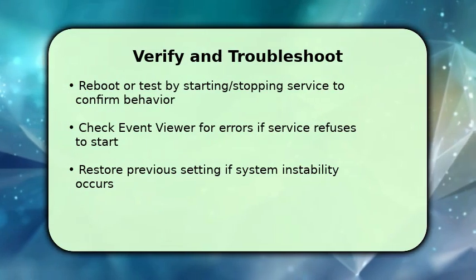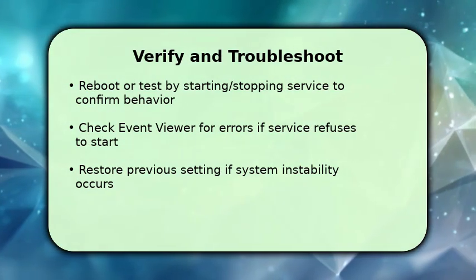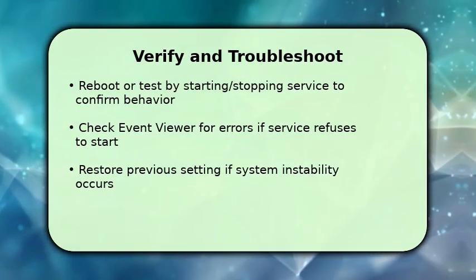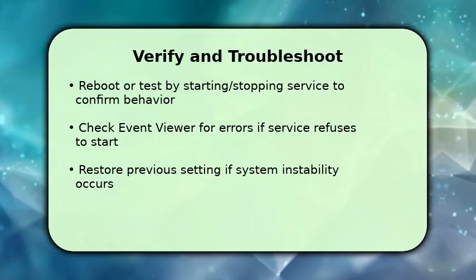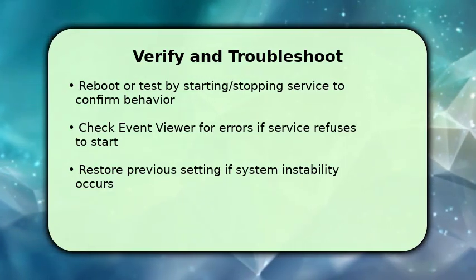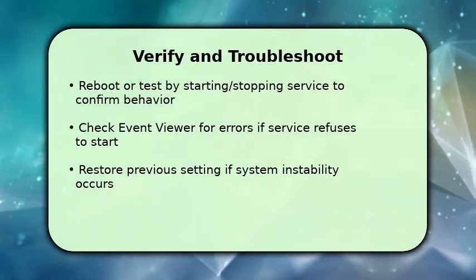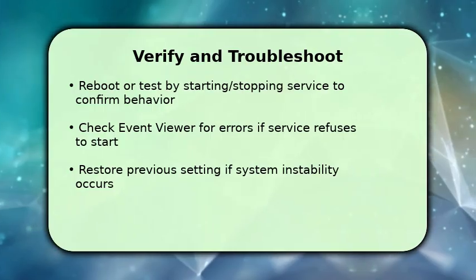Finish by verifying the change. Restart the machine or manually start and stop the service to confirm the startup type behaves as expected. If the service fails to start, open Event Viewer and review System and Application logs for error codes and dependency failures. Those logs tell you why.